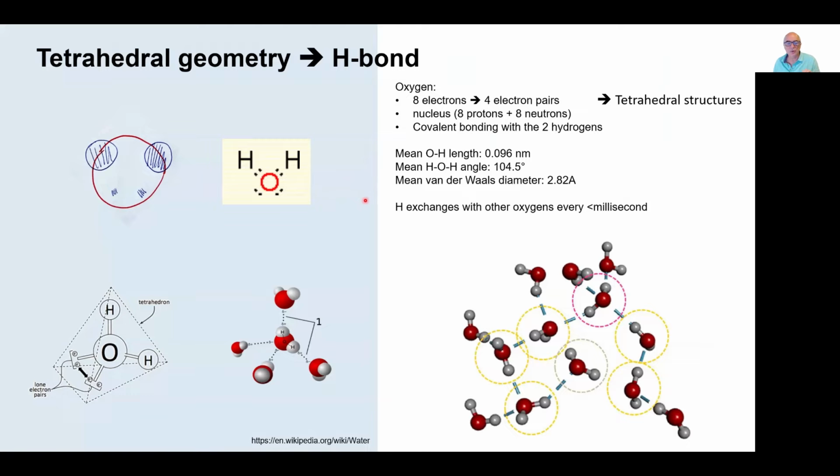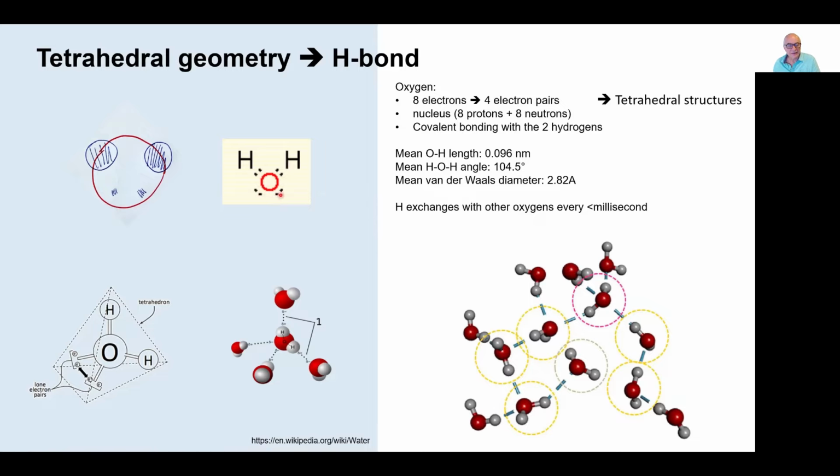When we look at the water molecule in more detail, there are 8 electrons, and that means that there are 4 electron pairs. And that is to neutralize the nucleus, which has 8 protons, and there are also 8 neutrons, therefore the molar mass of water. So the hydrogens get aligned in that position because of the orientation of these electron pairs.